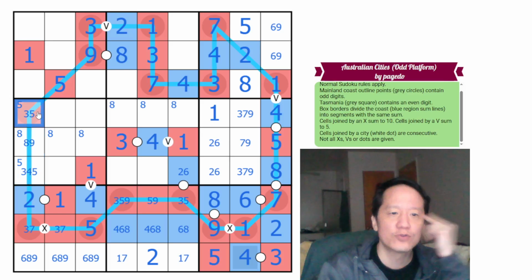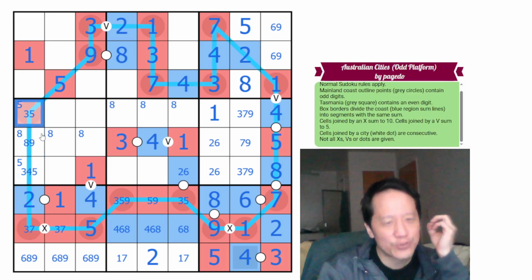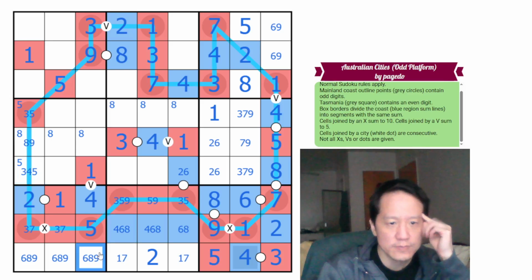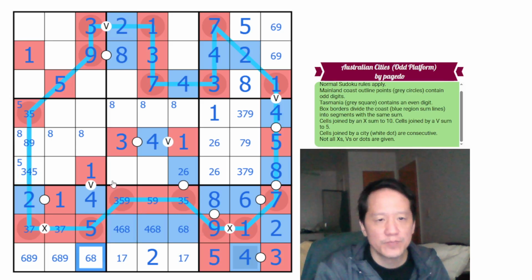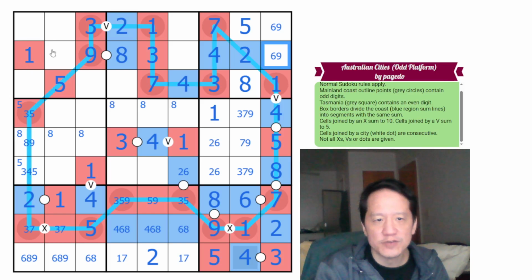So it's either 3, 4, 9. No, 5, 4, 9. Or 5, 4, 8. Apologies. Or 3, 5, and 9. Either way, 5 is one of these two cells. This cannot be 9 here. This can't be 9 here because of the 9 in the row, so this is 6, which makes that 9.